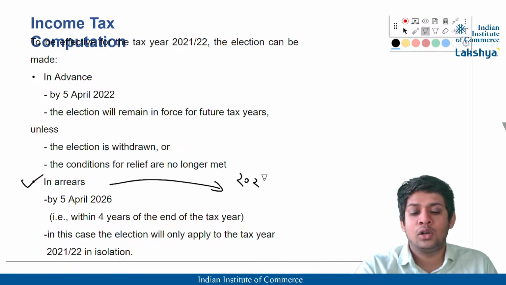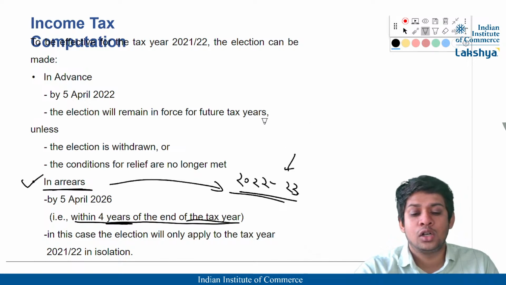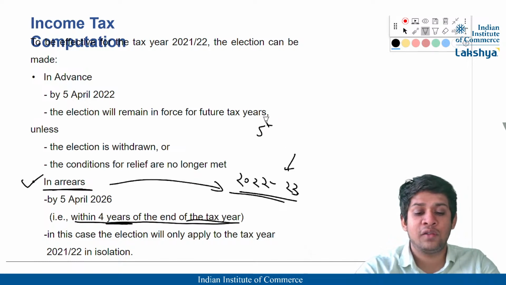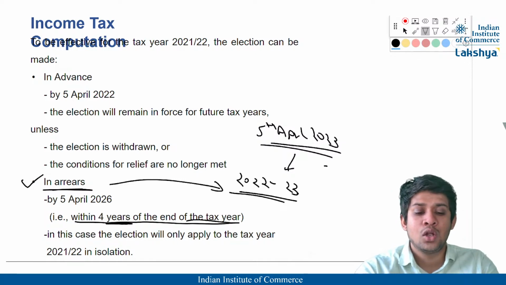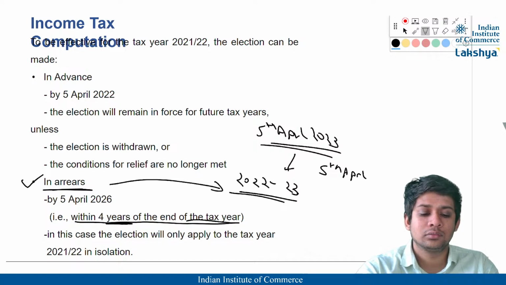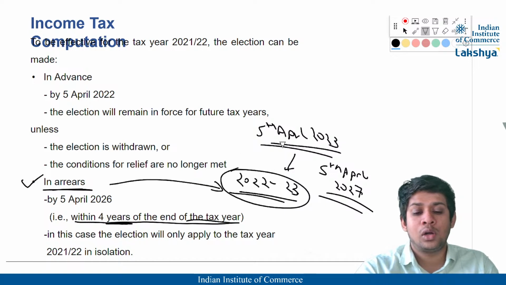Maybe say I wanted to transfer for my income 2022-23. Okay, so I can do it in arrears within 4 years from the end of the tax year. This tax year 2022-23 ends on 5th April 2023. So 4 years from here, that is 2024, 2025, 2026 and 2027. So by 5th April 2027, I can make a claim for this year to transfer my personal allowance to my other spouse.